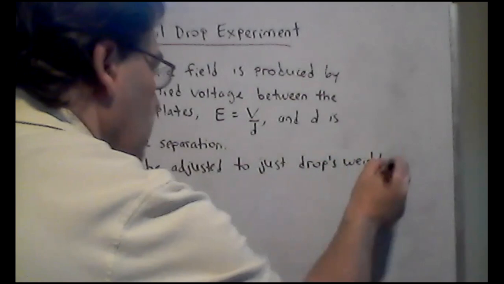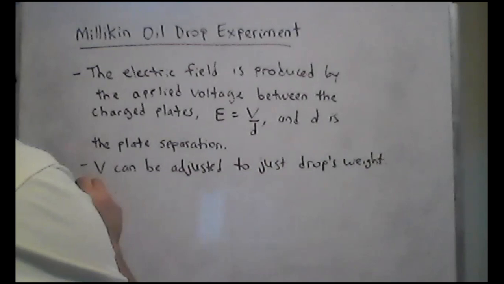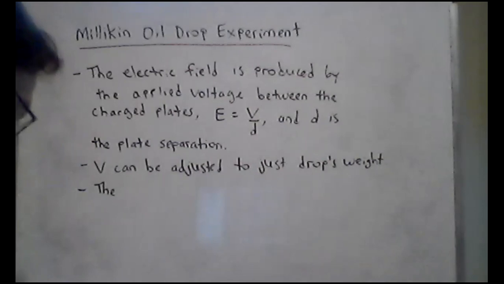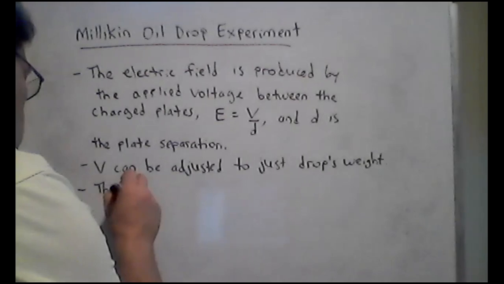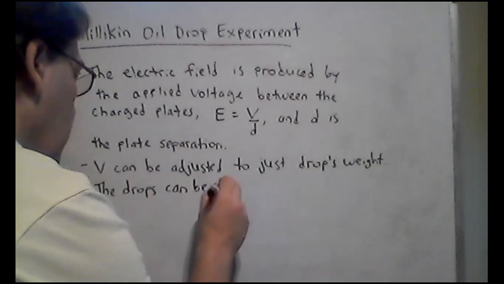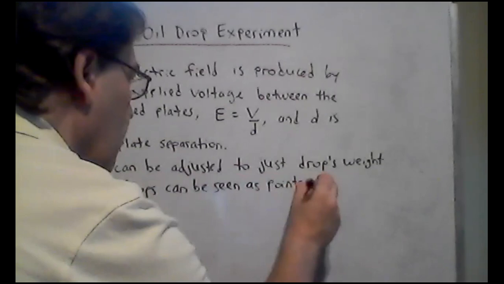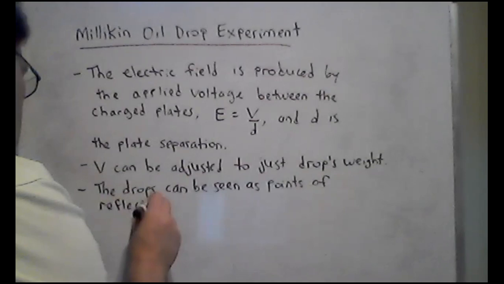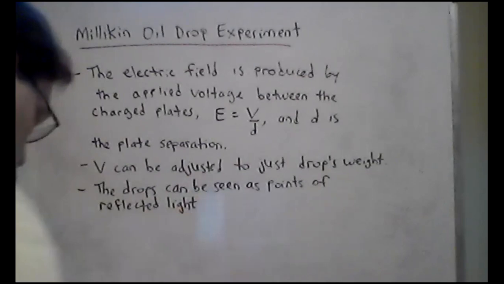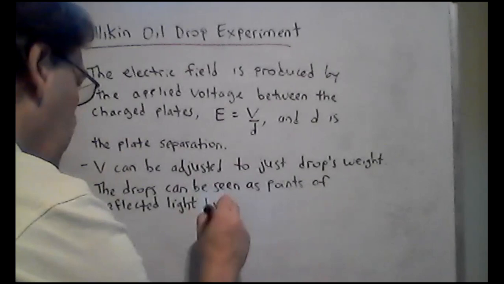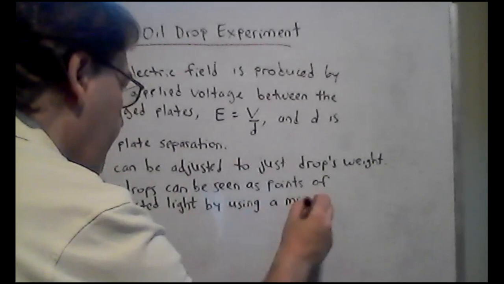Okay. Now, the drops reflect the light, right? So the drops can be seen as points of reflected light using a microscope that you saw in the drawing. So the drops can be seen as points of reflected light by using a microscope.